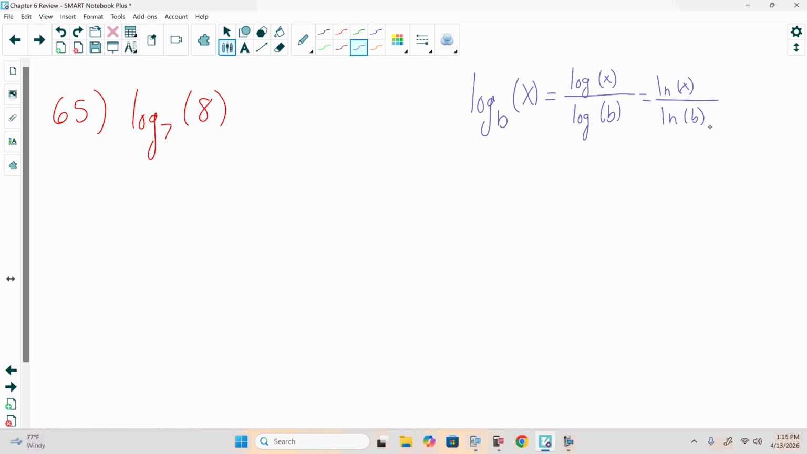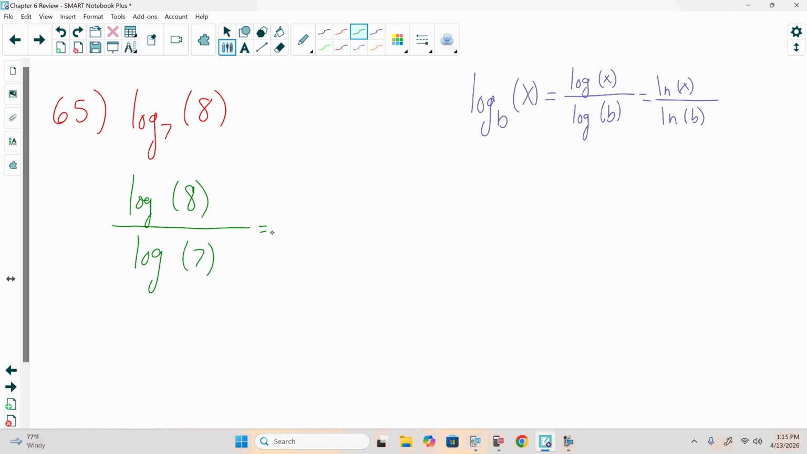65 through 68, use the change of base formula to rewrite using common logs and natural logs. Also on the test, I am going to ask you to evaluate it. Didn't ask it on the review, but really all that means is just plug it in. So if we look at log base 7 of 8, if I want to write this in terms of common logs, we have log of what's inside, so log of 8 over log of the base. So rewriting this in terms of common logs would be log of 8 over log of 7.